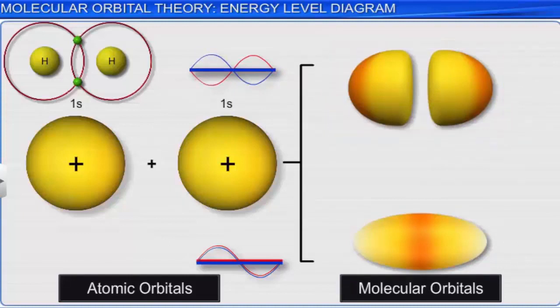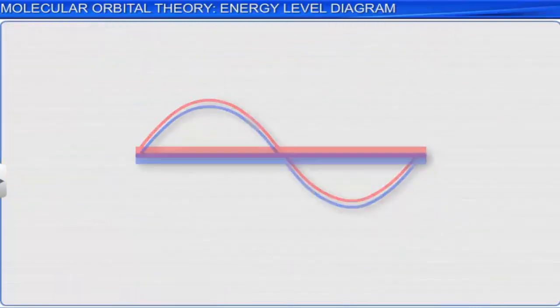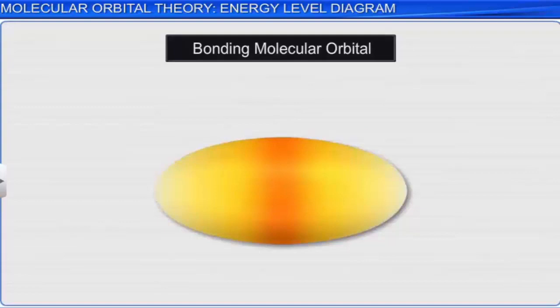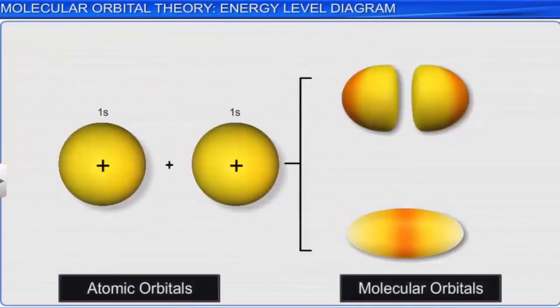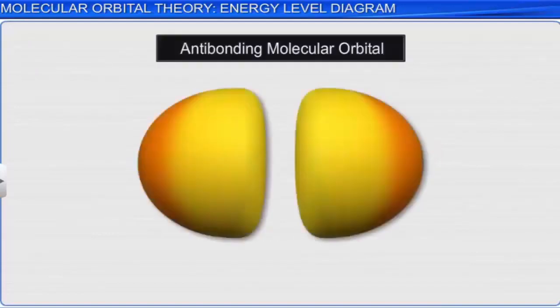The molecular orbital formed due to constructive interference is called a bonding molecular orbital, as the electrons belonging to it are placed between the two nuclei. This stabilizes the molecule. The molecular orbital formed due to destructive interference is called an antibonding or sigma star molecular orbital, as the electrons belonging to it are placed away from the region between the two nuclei. This increases their energy, thus making the molecule less stable.